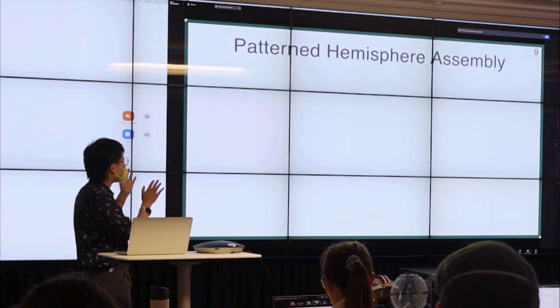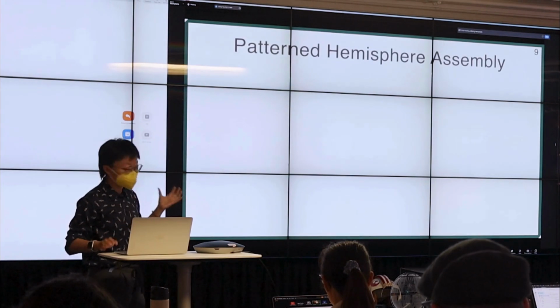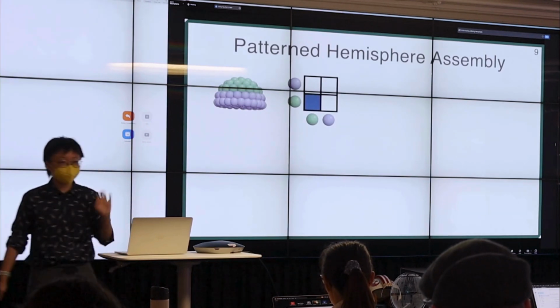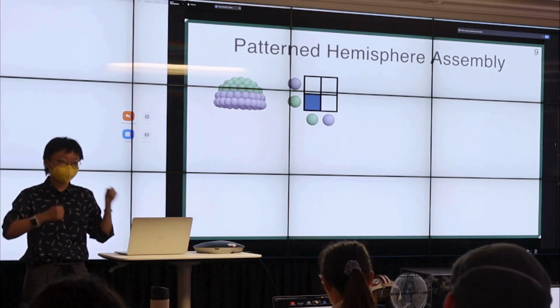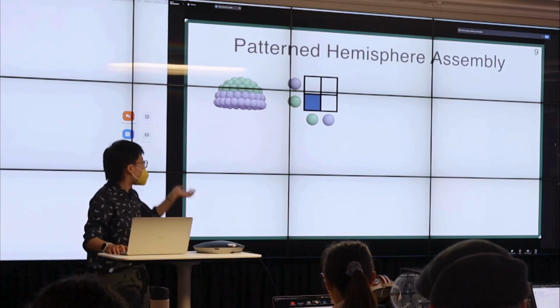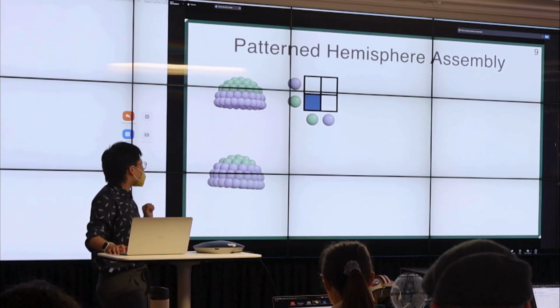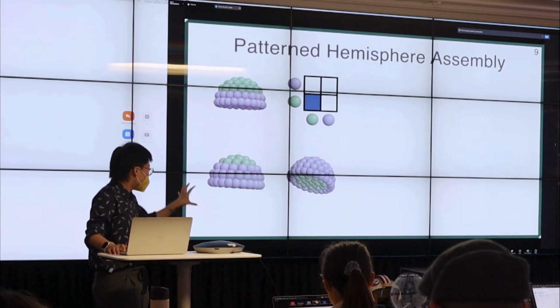What Carl is doing here is patchy hemisphere assembly. The idea is we have this building block, and this is the interaction where the green particles attract each other, and everything else is just a steric interaction. You can imagine different realizations of this hemisphere: a bigger patch, a smaller patch, or even a patch on the bottom.